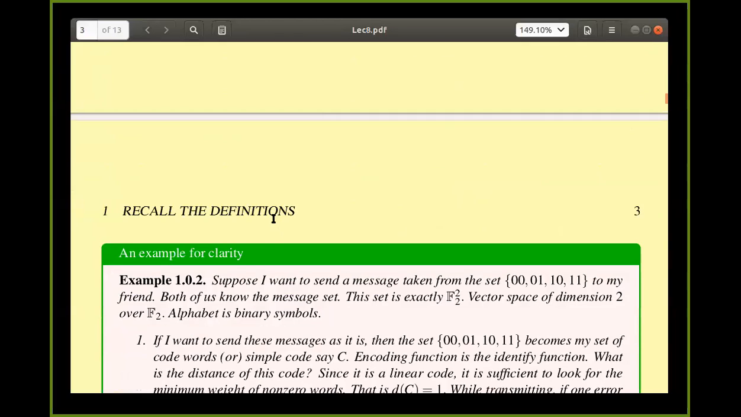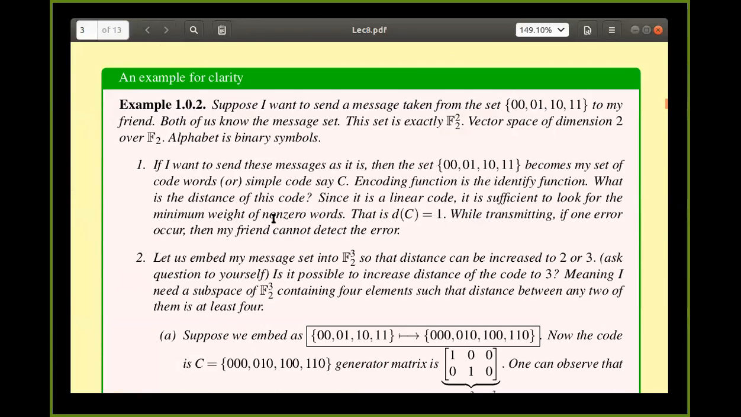Okay, so let us go. I'll try to explain with more examples now. An example for clarity, more and more examples. I hope with this we can completely understand the coding theory part, the main essence of that. Suppose I want to send a message taken from the set 00, 01, 10, 11. I told this example earlier also to my friend.